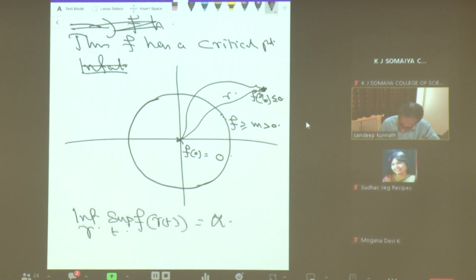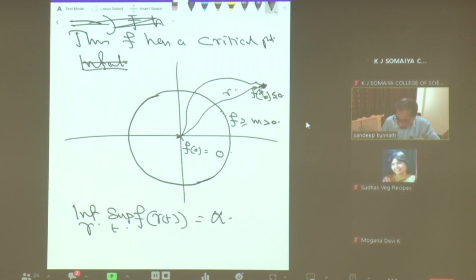Then what it says is that this alpha is called the mountain pass value, and this alpha is going to be a critical value. In other words, there will be an x0 such that df(x0) is going to be 0, and f at x0 is going to be equal to alpha.